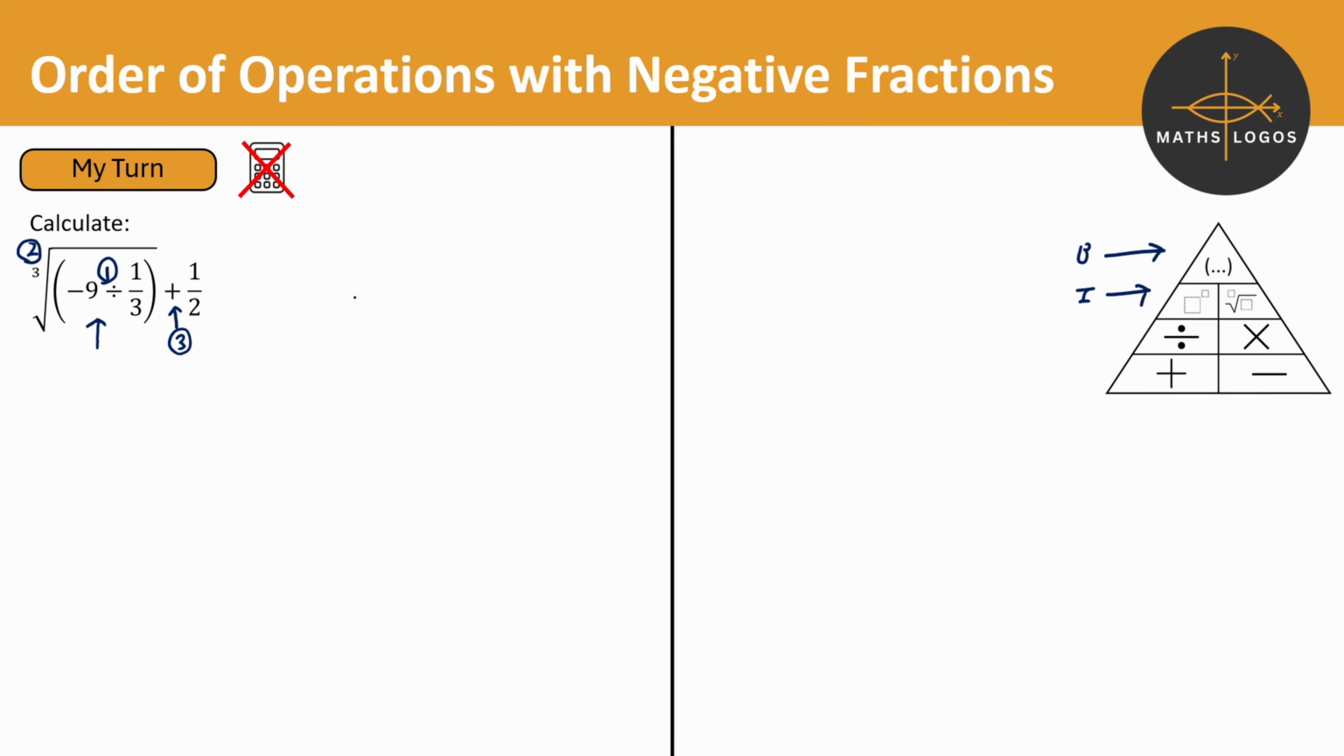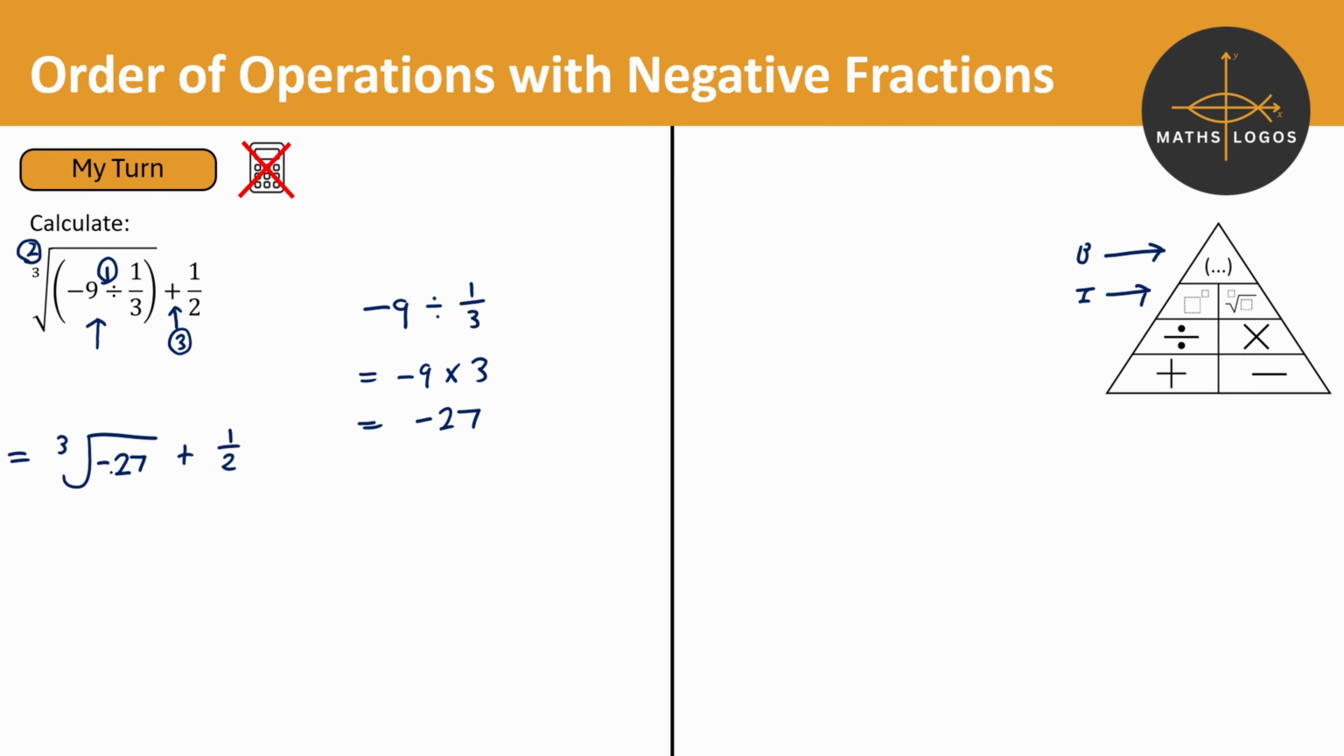Okay, let's look at this first. Negative 9 divided by 1/3. We've said throughout the lesson that dividing by a number is equivalent to multiplying by its reciprocal. So dividing by 1/3 is equivalent to multiplying by 3/1 or 3. Negative 9 multiplied by 3 is negative 27. Let's rewrite this as the cube root of negative 27, add a half.